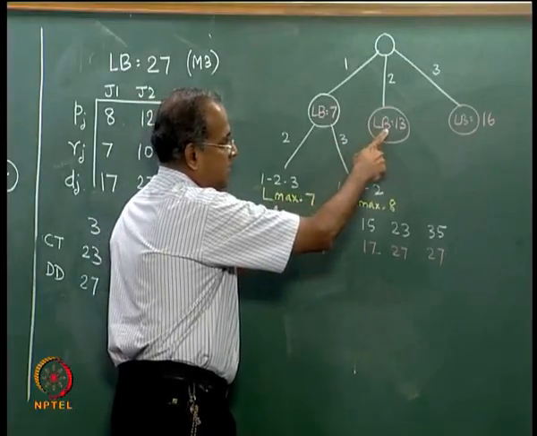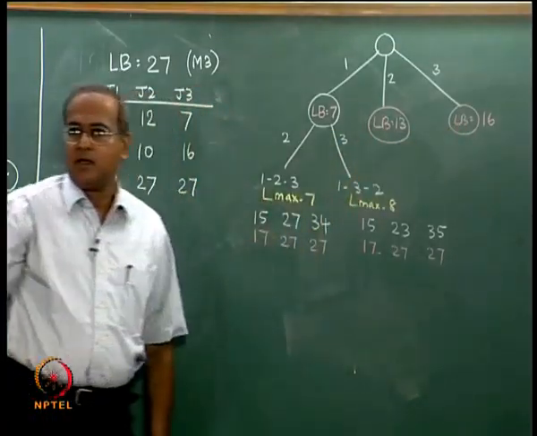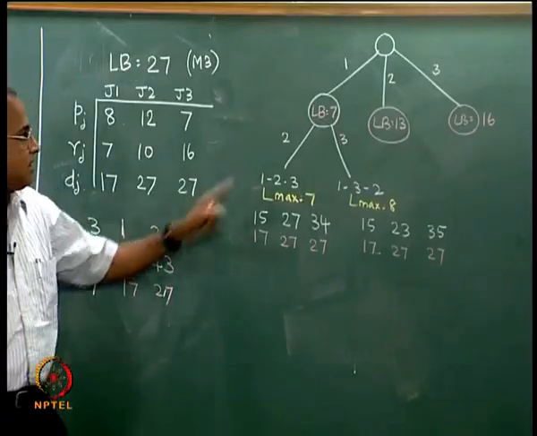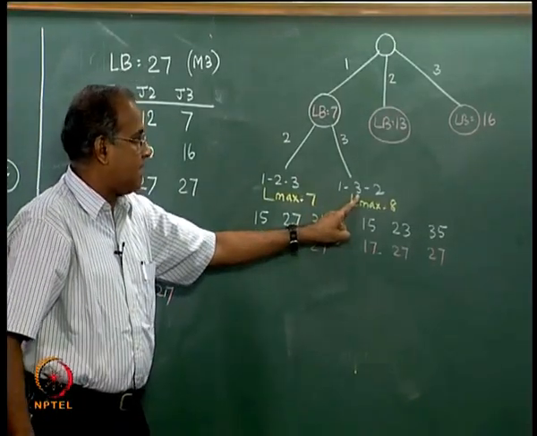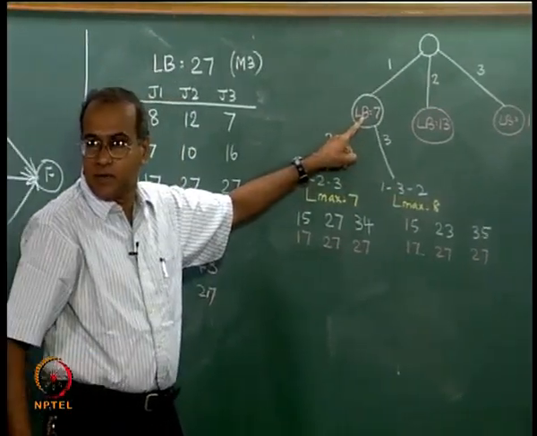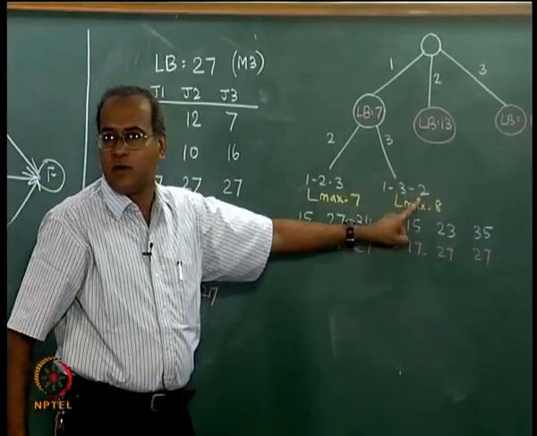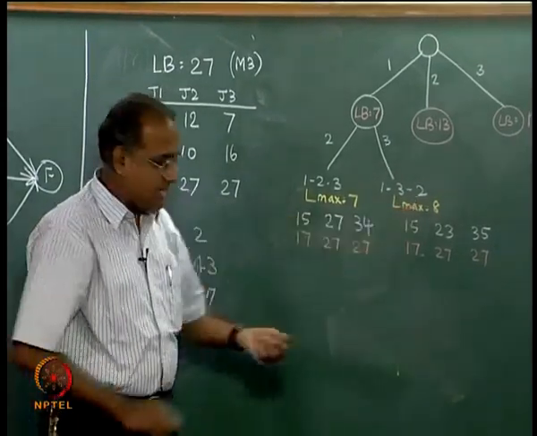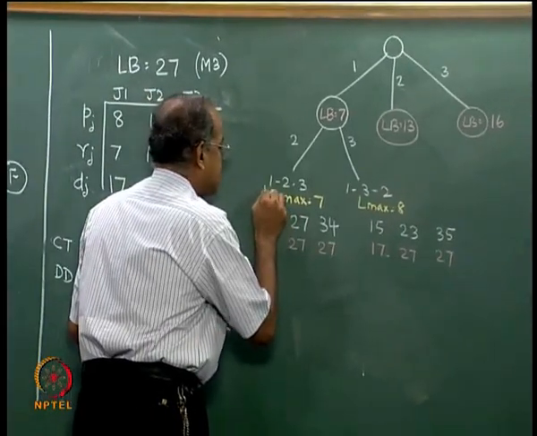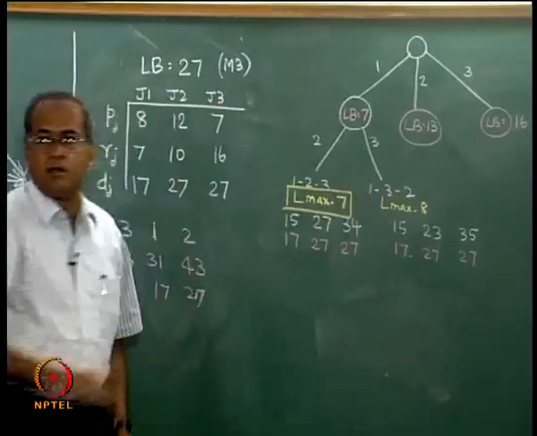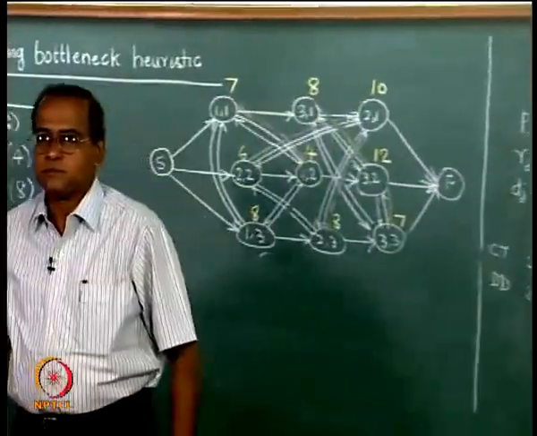So with L max equal to 7, actually we could have fathomed it, because with L max equal to 7 we can fathom this, and since it is a branch and bound algorithm, the value that you can get here can only be greater than or equal to 7, and since we have a solution with 7, we need not have evaluated this also.